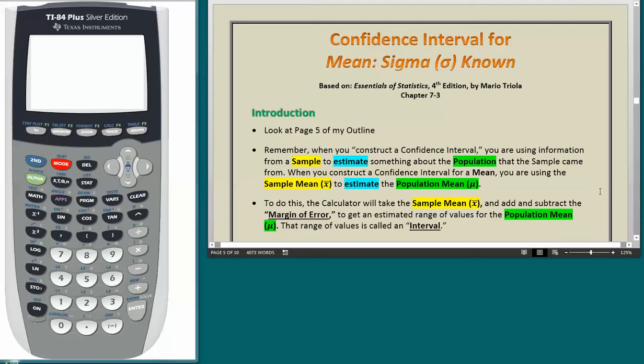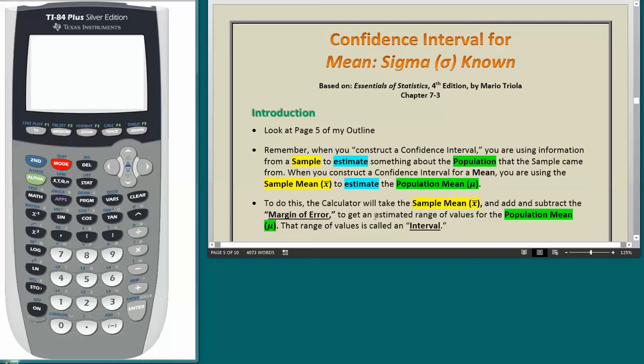When you construct a confidence interval, you are using information from a sample to estimate something about the population that the sample came from. When you construct a confidence interval for a mean, you are using the sample mean, and the symbol for that is x bar, to estimate the population mean, and the symbol for that is mu. To do this, the calculator will take the sample mean, x bar, and add and subtract the margin of error. It will actually create two numbers. With one number, it will add the margin of error to the sample mean, and for the other number, it will subtract the margin of error from the sample mean.